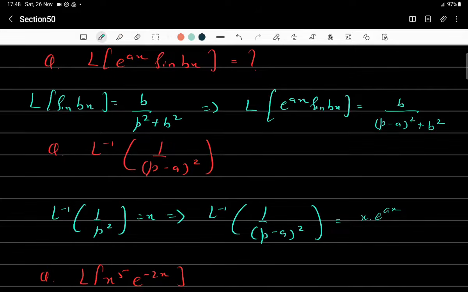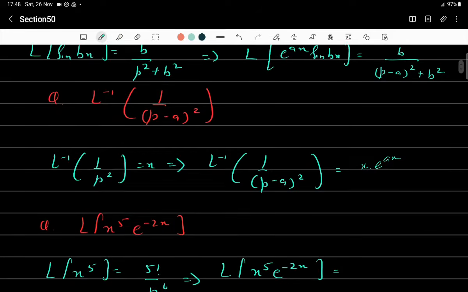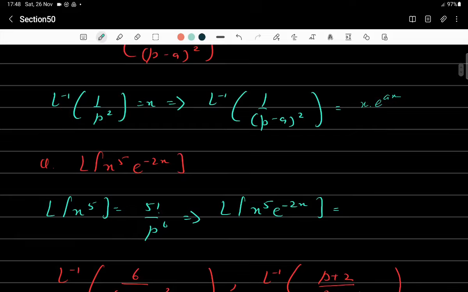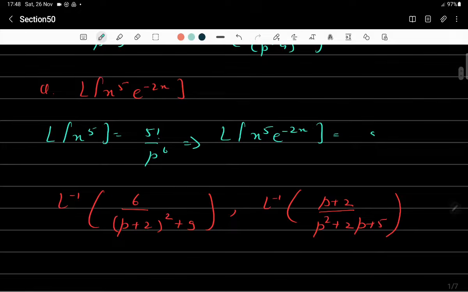Now again, try to compute Laplace of x raised to the power 5 e raised to the power minus 2x. For x raised to the power 5, we know n factorial by p raised to n plus 1, so it is 5 factorial by p raised to the power 6. And e raised to the power minus 2x is there, so p gets replaced by p minus a, which means p raised to the power 6 would be (p plus 2) raised to the power 6. So it would be 5 factorial by (p plus 2) raised to the power 6.